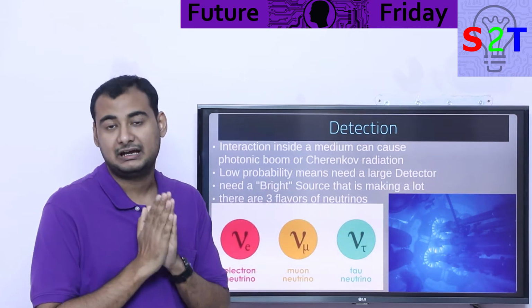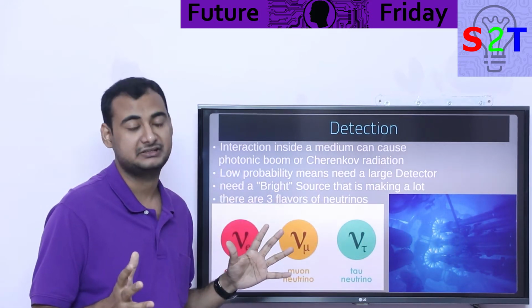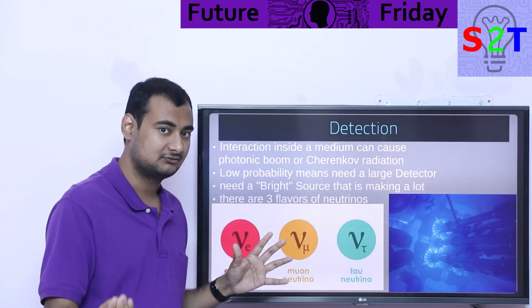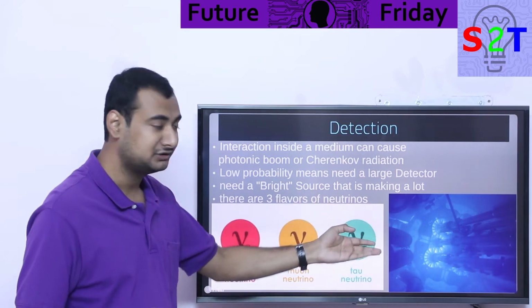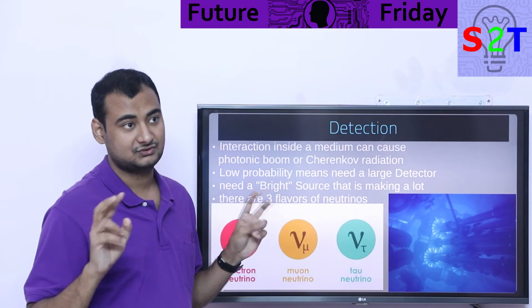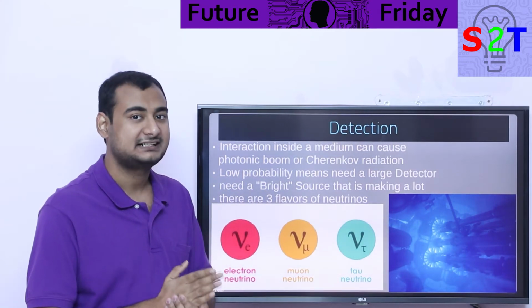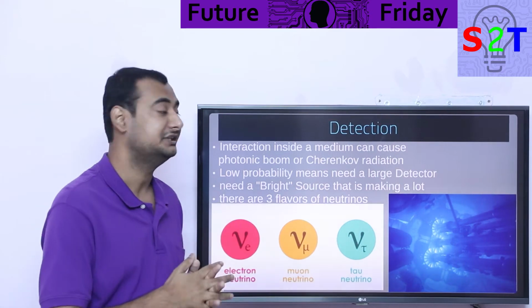So if you have a medium that is big enough, where a lot of probability events will happen, and you have a source that is powerful enough, you can detect it. If you have a nuclear reactor, you can detect it. That's the whole reality of it. So you need a bright source. What does that mean? That means you need something like a sun or a supernova, something of that caliber that generates a lot of it, so you can detect it.